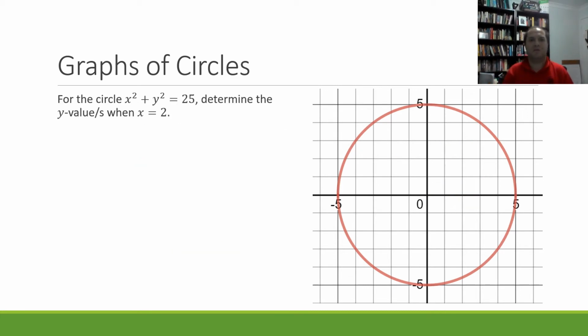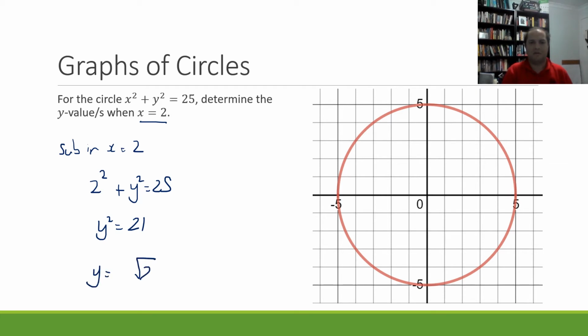So for the circle x squared plus y squared equals 25, determine the y values when x equals 2. All we're going to do to find those y values is substitute x equals 2 into our equation. So we'll have 2 squared plus y squared equals 25. 2 squared is 4. If we subtract 4 from both sides, y squared equals 21. Now to find our y value, it's going to be the square root of 21.